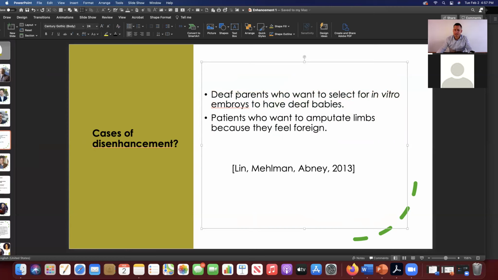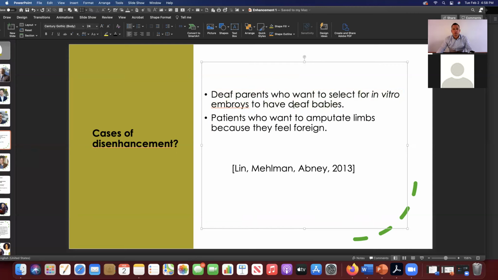I thought, is that a disenhancement for deaf parents to select for deaf babies? Okay, there's some in the disability literature, some who are in the disability community, or in the community of being hearing impaired, more exactly, or perhaps more neutrally, who would claim that it's not a disability in the first place to be deaf.